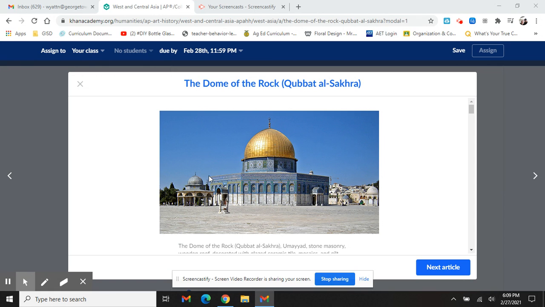Now, this building is located in Jerusalem. The artist is unknown. The historical period is West Central Asia. The materials for the Dome of the Rock are stone masonry. It's a wooden roof. It is decorated with glazed and ceramic tile mosaics and a gilt aluminum and bronze dome.